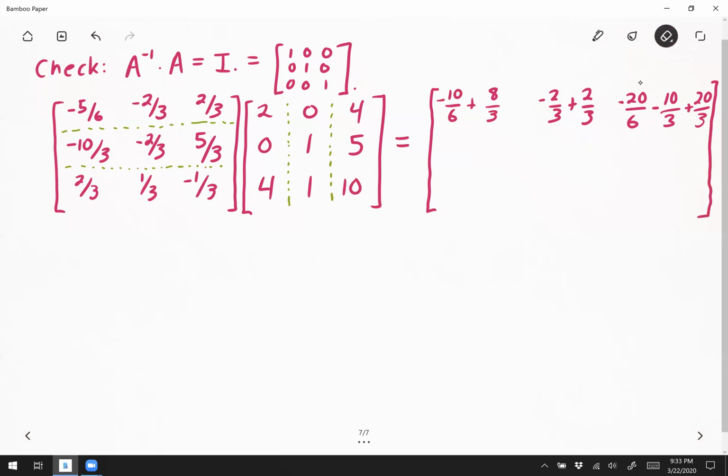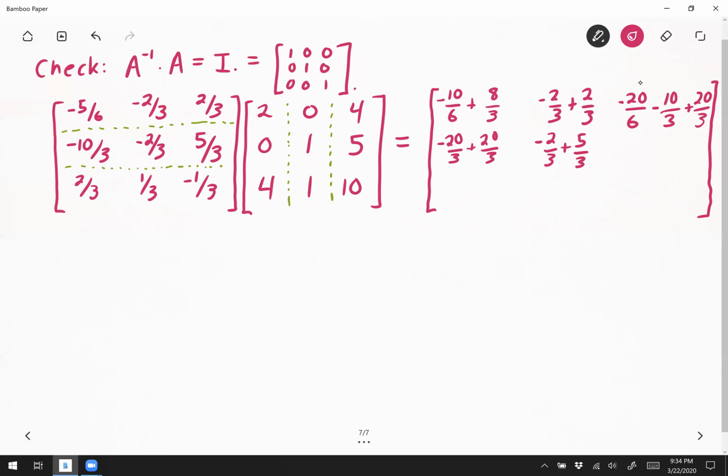All right. Next, now I'm on to the middle row here. So I need to go ahead and do a dot product of the middle row with each of these columns. So first I'll have negative 20/3 plus 0 plus 20/3. Well, that's nice, that's going to be 0. For the middle center, I'm going to have 0 plus negative 2/3 plus 5/3. Seems to be working out.